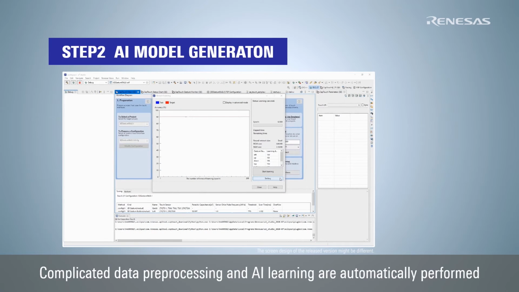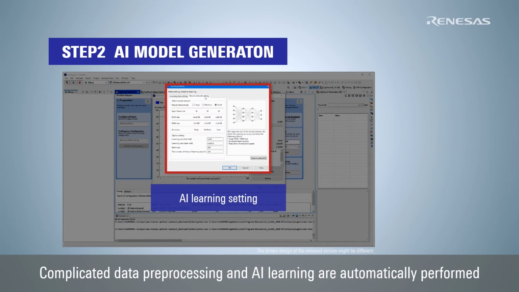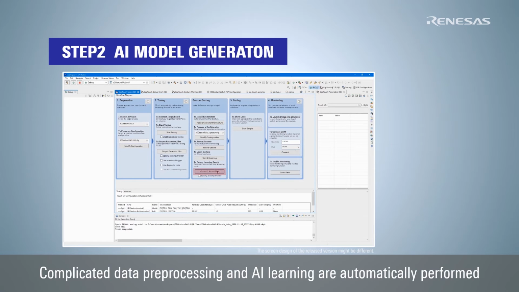For AI learning using the collected data, data normalization and data expansion settings, and the size of the neural network can be adjusted depending on the memory capacity and required decision accuracy. All data pre-processing and AI learning is performed automatically, and learning is complete when the learning curve exceeds 90% accuracy of the target line. Conversion of the learned AI model to C source can be done with one click.